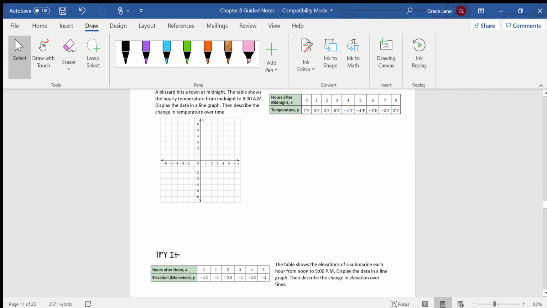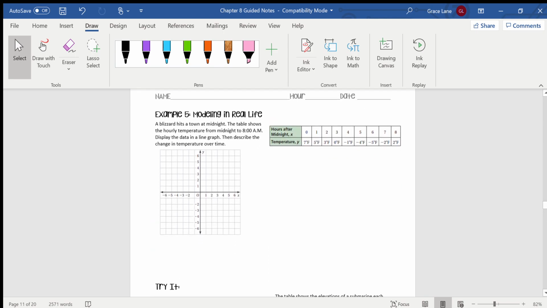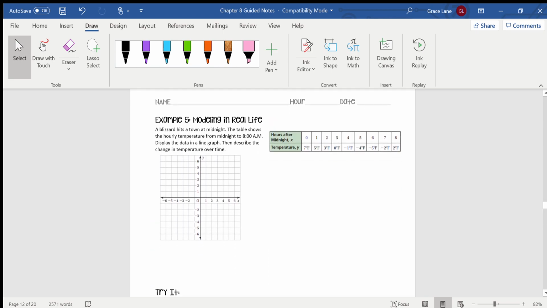The last thing we're going to do is graphing a kind of real life situation. So this says a blizzard hits a town at midnight. The table shows the hourly temperatures from midnight to 8 a.m. Display the data in a line graph and then describe the change in temperature over time. And so if you look at the table, it tells you right away X and Y. And so you can change these numbers to graph them. You can turn them into ordered pairs.